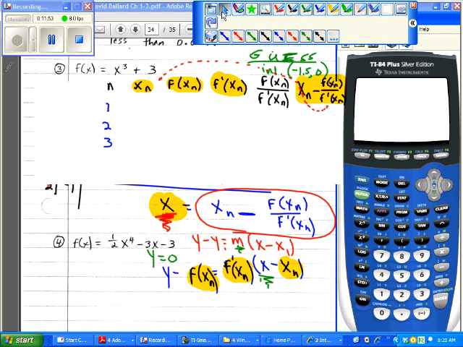Now, we're going to do this in the graphing calculator, and I'm going to go ahead and do this in green. My very first choice is going to be my guess.